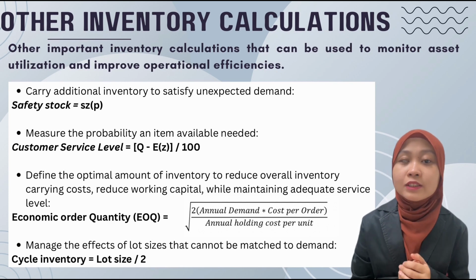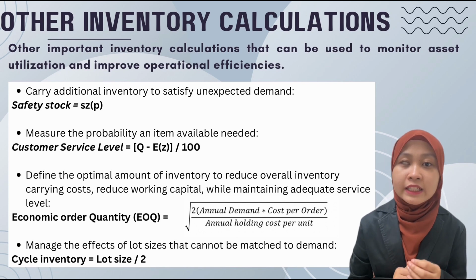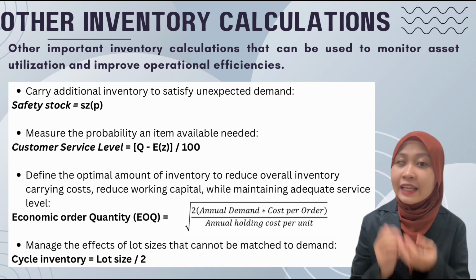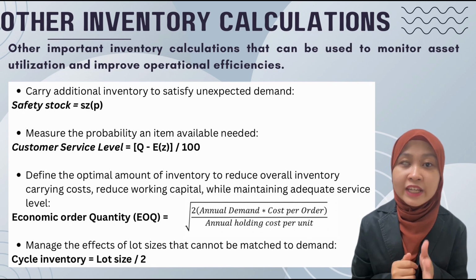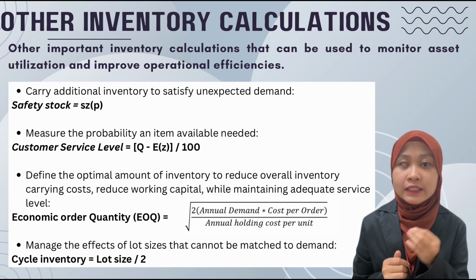The first one is to calculate the safety stock, where the purpose is to carry additional inventory to satisfy unexpected demand. The calculation is as shown in the slides, where S stands for the standard deviation of a sample of errors from the sales and forecast history.